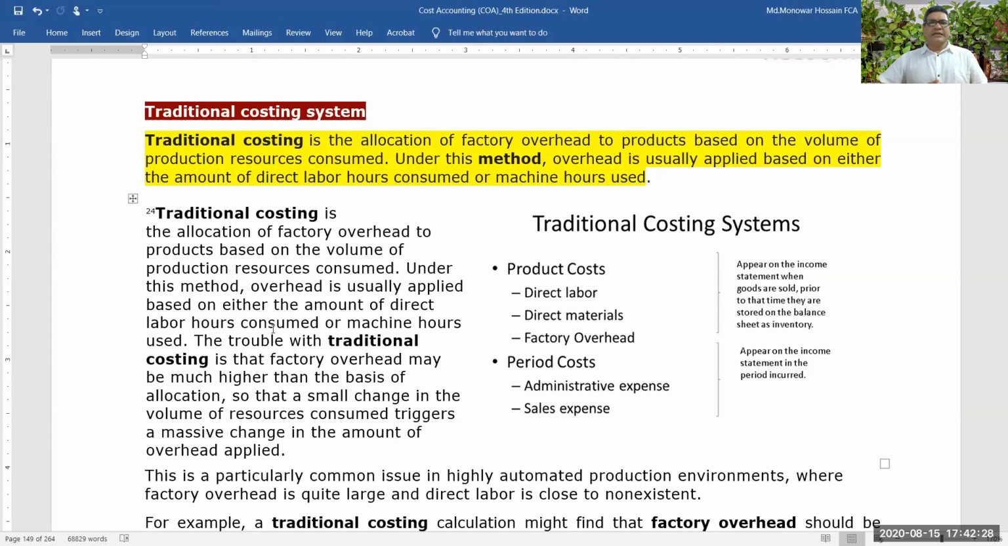Traditional costing is the allocation of factory overhead to products based on the volume of production resources consumed. Under this method, overhead is usually applied based on either the direct labor hours consumed or the machine hours used. In the traditional costing system, product cost is direct labor, direct material, and factory overhead, accumulated as the product cost, and period costs are administrative expenses, etc.